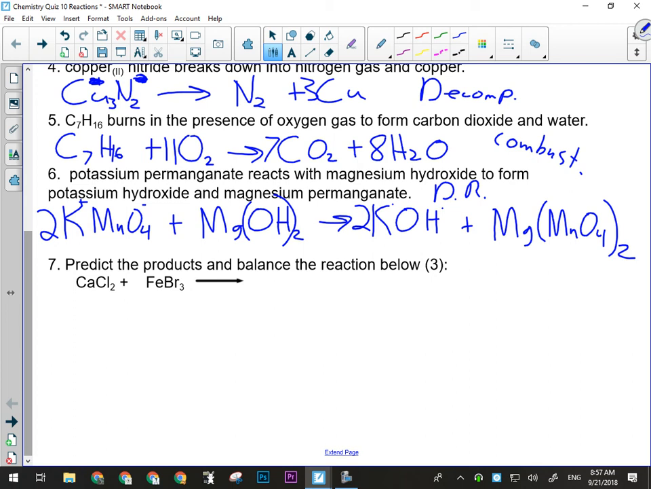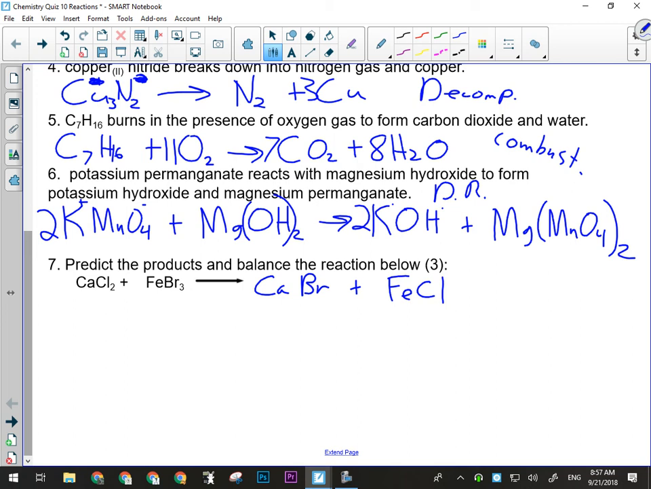So for number 7 here, we're predicting the products. Okay. And the first step in predicting the products is to identify what kind of reaction is going on, because from there we know what's going to happen. This is an ionic compound reacting with an ionic compound. That's a double replacement reaction. All right, in a double replacement reaction, we've always said we just swap partners. Okay, so the metals essentially switch partners with each other. That means that on this side, calcium will have bromine as a partner, and iron will have chlorine as a partner. Okay, now I need to drop and swap these.